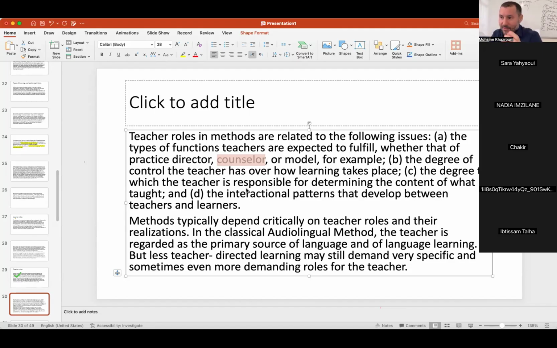Now, for example, let's say in our module, the student should be able to write, let's say, an academic essay.